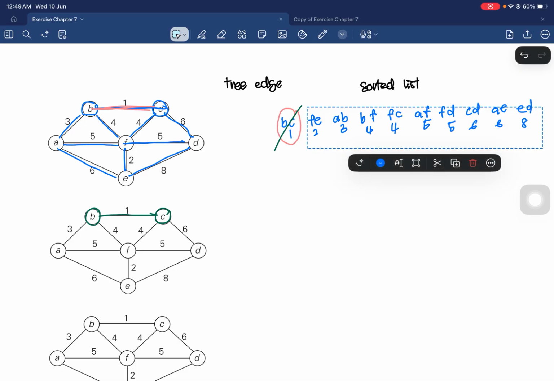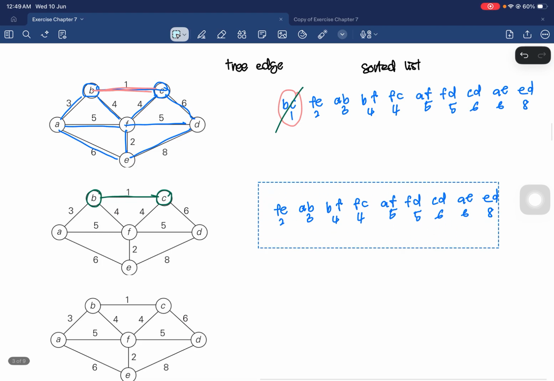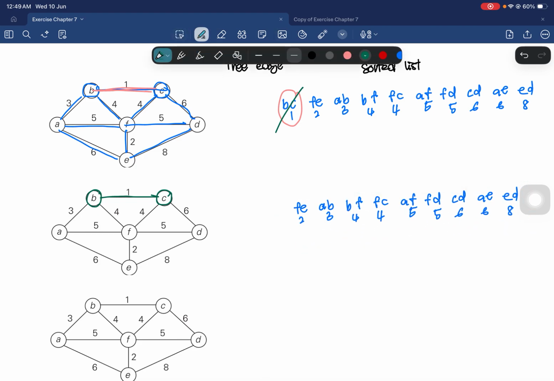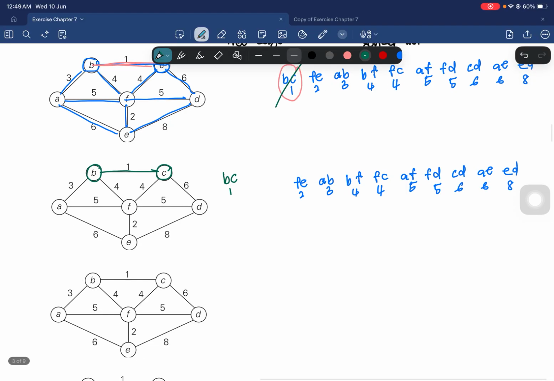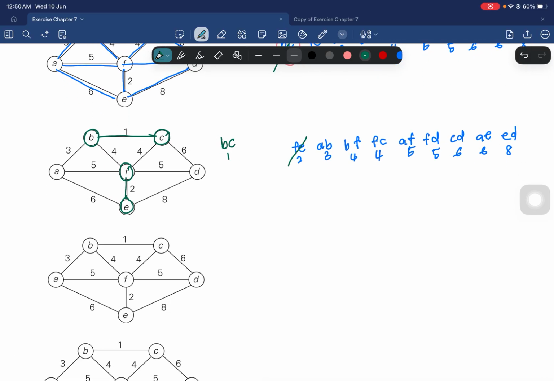And then, okay, next we need to find the shortest. Okay, so we have 3 each here. We have BC, then we have FE. So we move FE. So we have FE 1. So we already have this. I mean FE is 2, sorry.